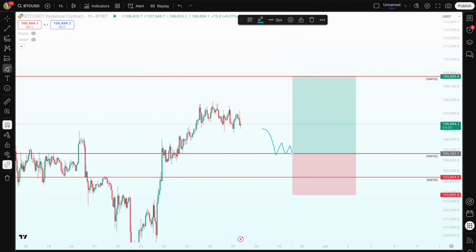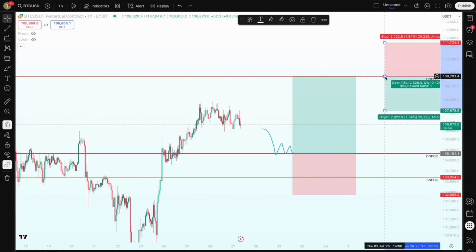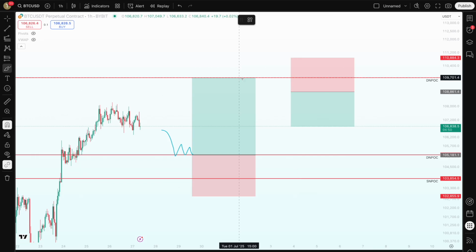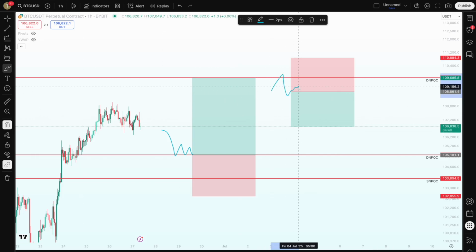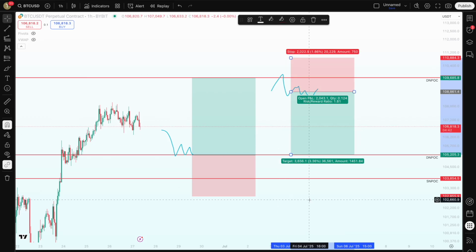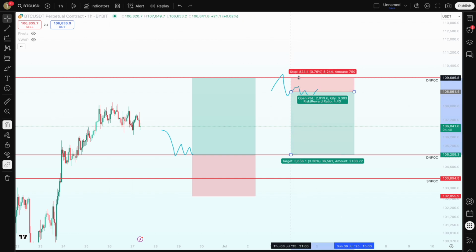So we have now 2 setups that we are interested in, right? We have a long setup right here, and we have a short setup right here. Let's say the price comes down, comes up, hits this level and loses the highs, and we enter the market here, and we were targeting this zone right here. So these are the setups that I would be interested in on the chart.